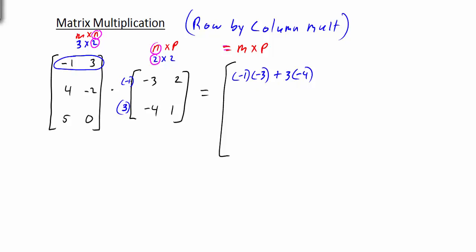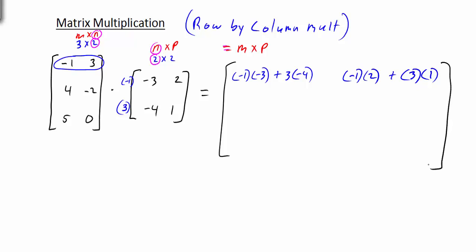And then you're going to take the negative 1 and 3 and you're going to multiply it by the next column, which is the 2 and 1 over here. So it would be negative 1 times 2. And then you would take 3 times 1, so it's plus 3 times 1. And that's your second entry.